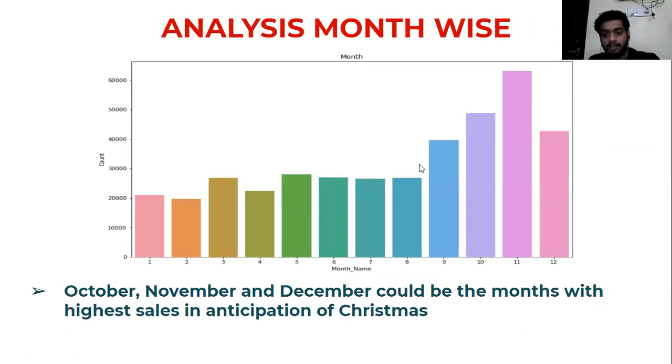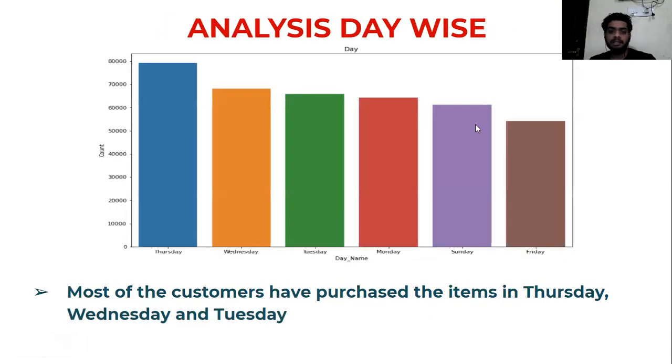Next is the month-wise analysis. In the above plot, you can see that the number of customers who purchase items is highest in months 9, 10, 11 and 12, basically September, October, November and December. So we can say that these could be the months with the highest sales in anticipation of Christmas. Due to Christmas, the sales are also higher. Next is the day-wise analysis.